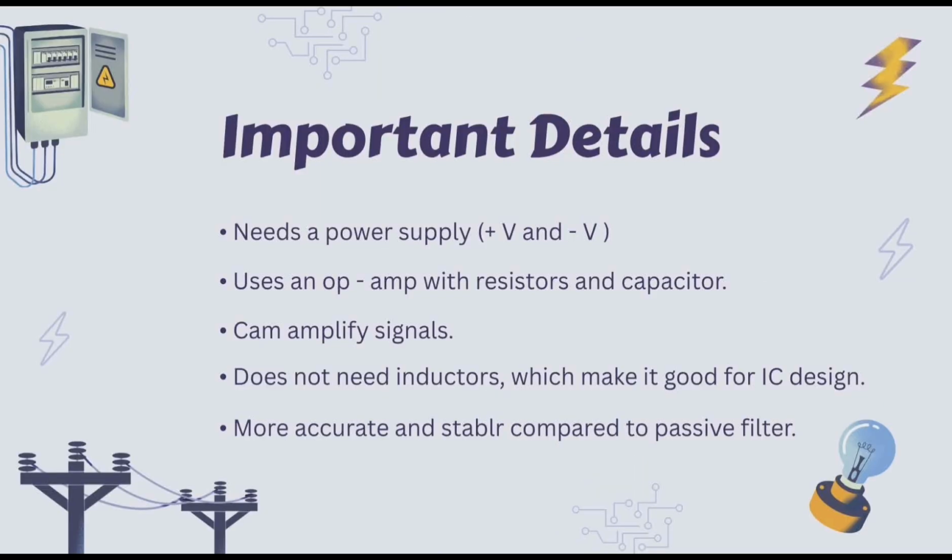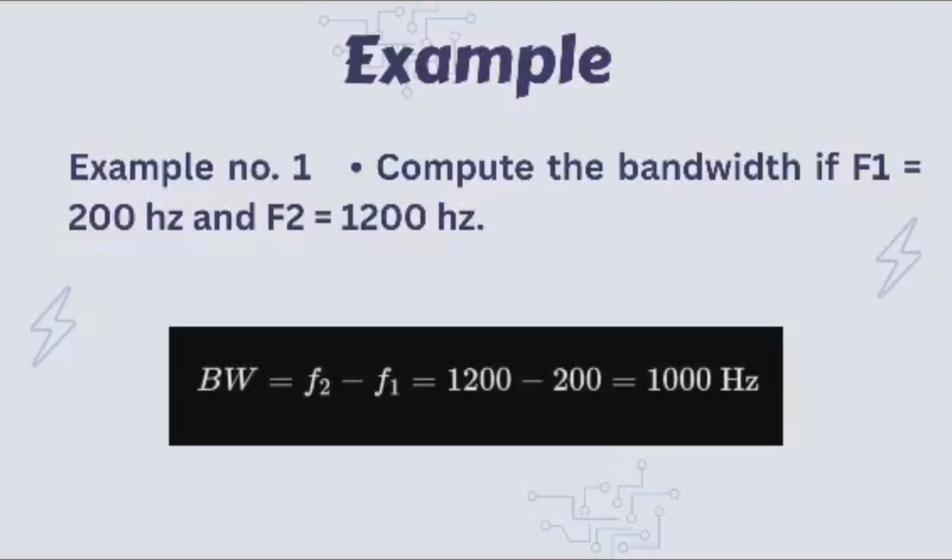So for important details, an active filter needs a power supply, positive V and negative V. So it uses an op amp with resistors and capacitor, can amplify signals, does not need inductors, which makes it good for IC design, and it is more accurate and stable compared to passive filter. Here is another example problem.